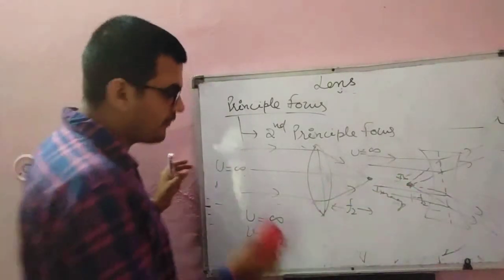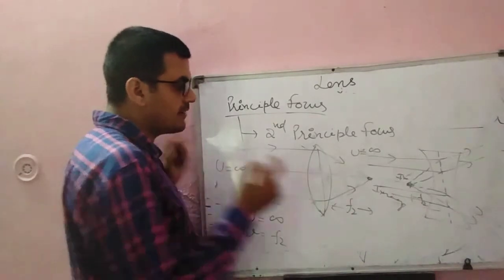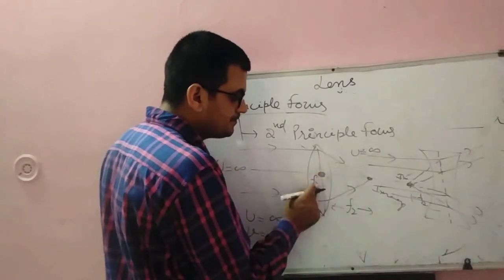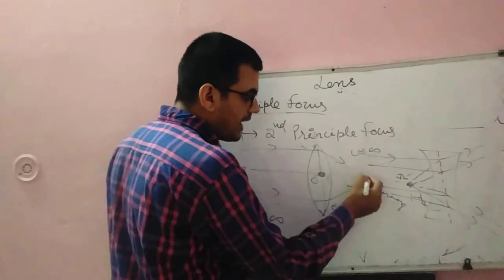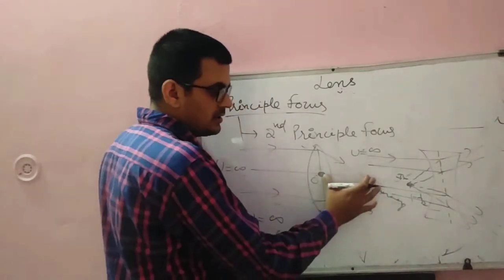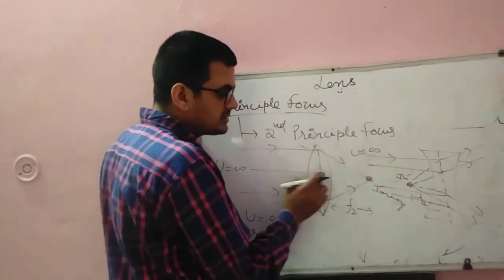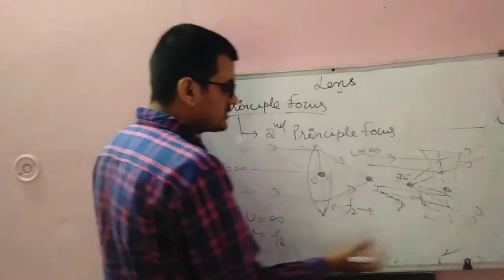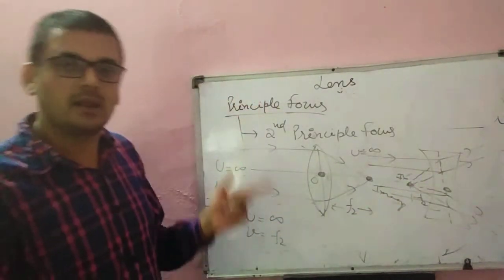Next one is the focal length. So student, how will you define the focal length? Distance between optical center O and the focus. Distance between optical center and focus is called focal length.